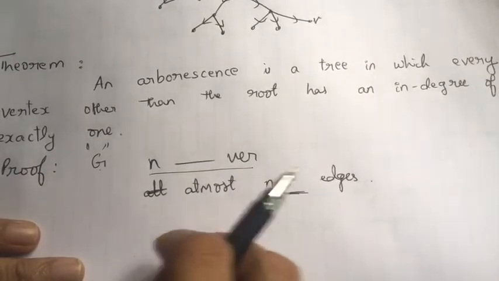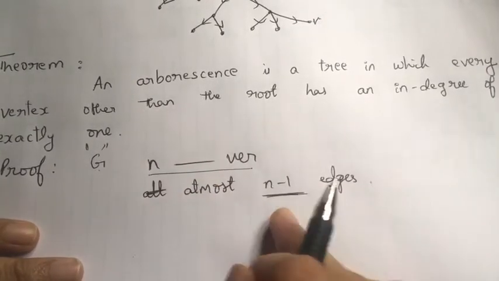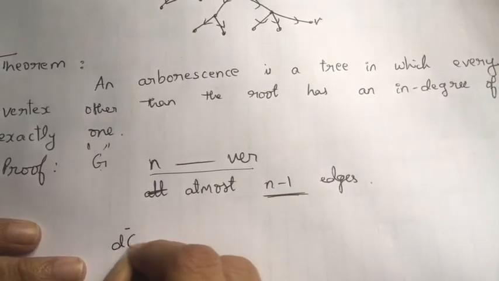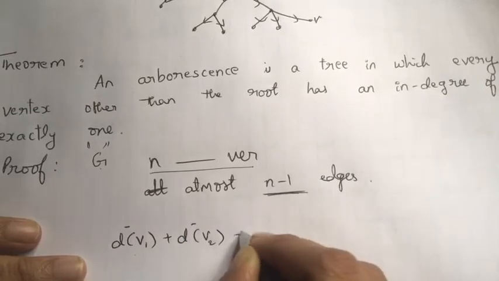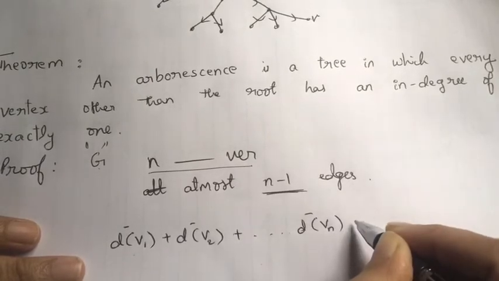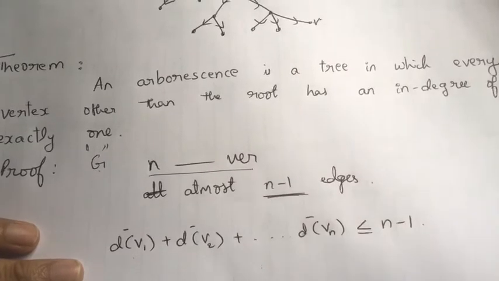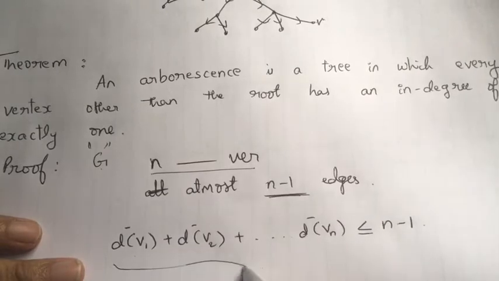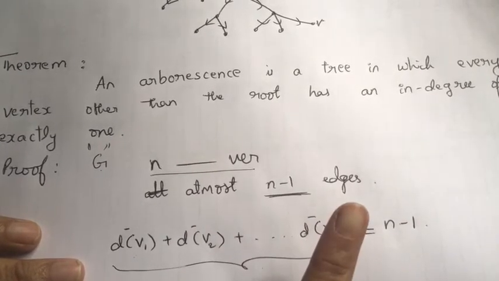Therefore, the sum of all the indegrees of all these n vertices must be less than or equal to n minus 1. So d minus of v1, v2, like that, d minus of vn, the sum of all in degrees must be less than or equal to n minus 1. Now, out of all these n vertices, only one is 0.